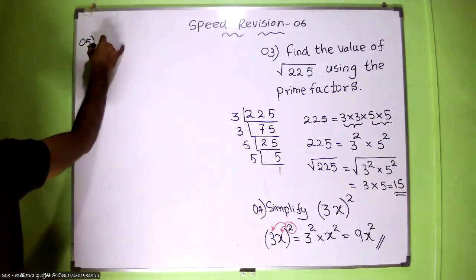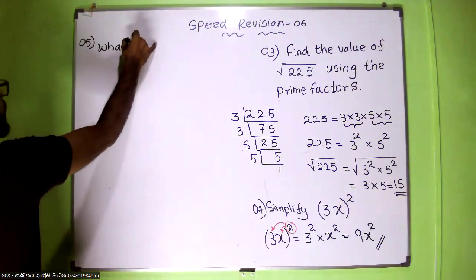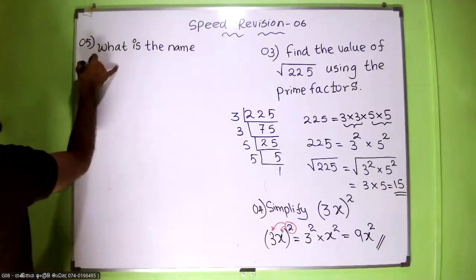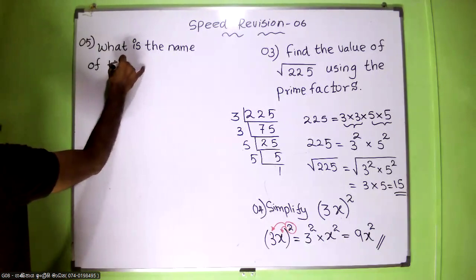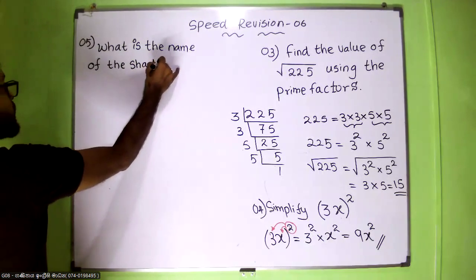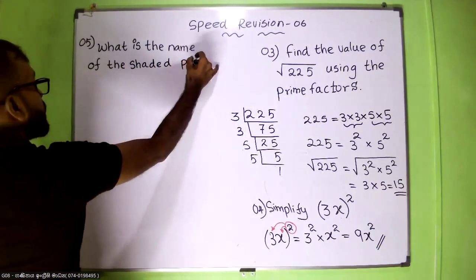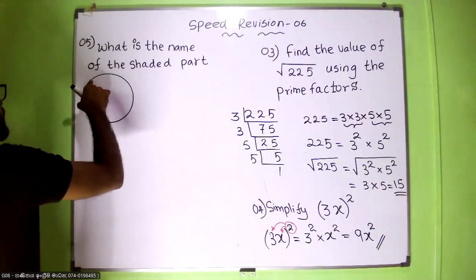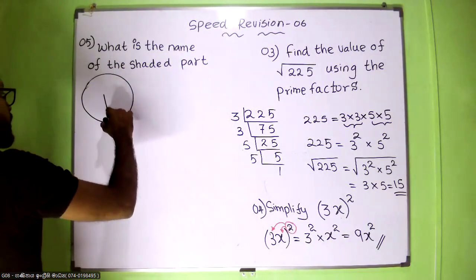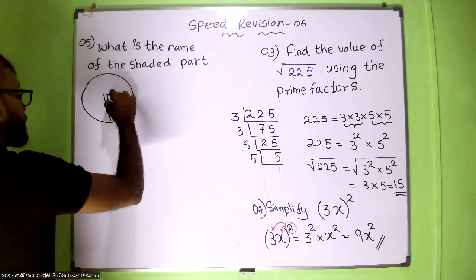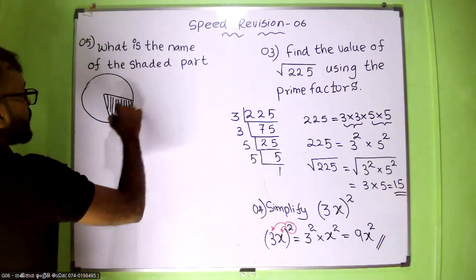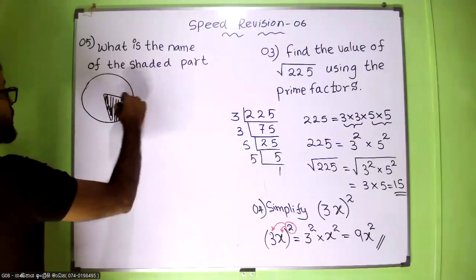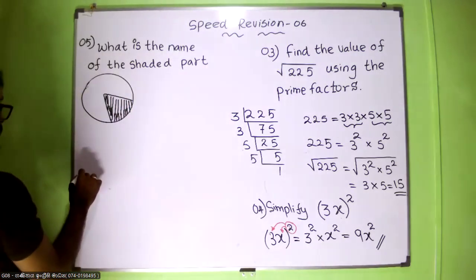Fifth one. What is the name of the shaded part? So this is the circle, and this is the shaded part. We have done this in the circle lesson, right? So this shaded part is called a special name. So you have to write it.